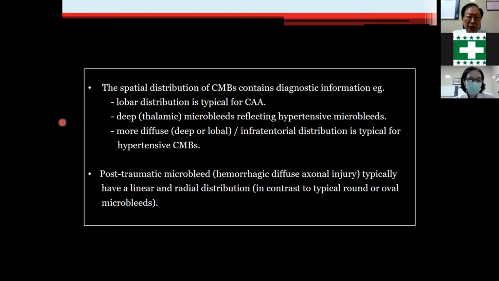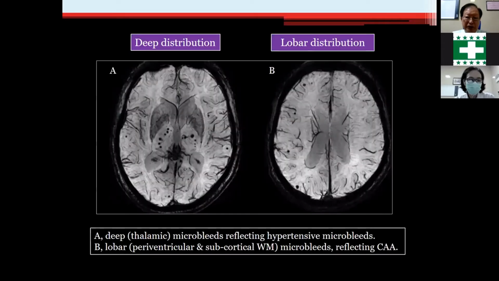Deep distribution, this is an example. You see this, both thalami. You see black dots, no? Both thalami, mainly. Deep, you see mostly a subcortical white matter. So the black dots are completely surrounded by brain tissue there. I don't know. So that vein, no? So this is microbleeds. This is lower distribution. This is deep distribution.